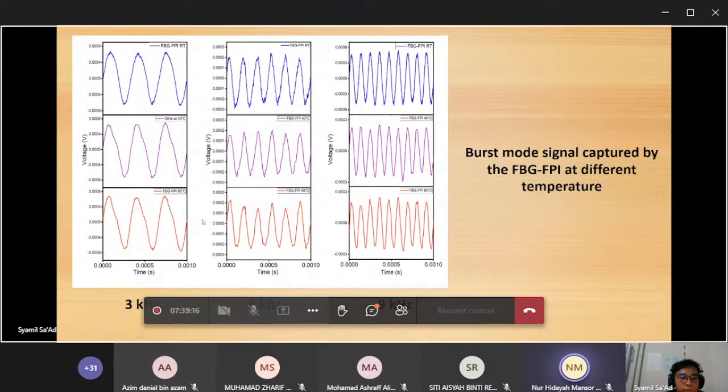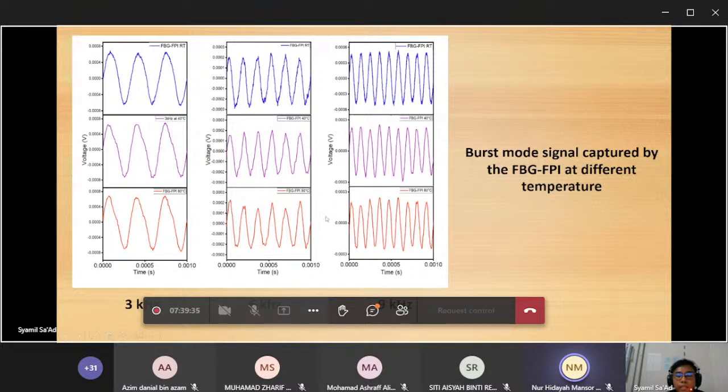This one is not burst mode signal. This is a high frequency signal captured by the FBG FPI. Pardon me. So it's 3 kHz, 6 kHz, and 9 kHz. You can see the blue one is at room temperature. The purple one is at 40 degrees C, and the red one is at 80 degrees C.